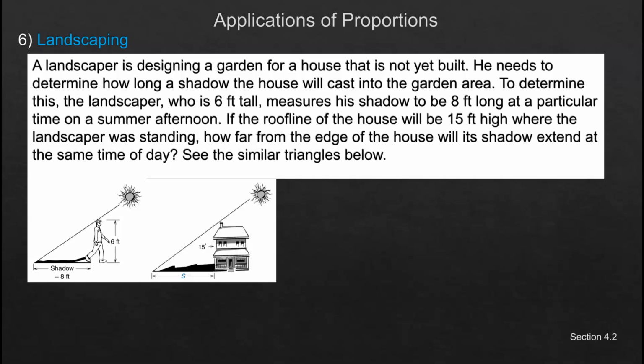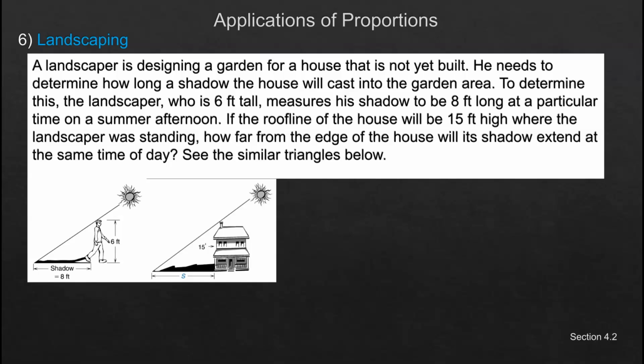A landscaper is designing a garden for a house that is not yet built. He needs to determine how long a shadow the house will cast in the garden area. To determine this, the landscaper, who is 6 feet tall, measures his shadow to be 8 feet long at a particular time on a summer afternoon. If the roof line of the house will be 15 feet high where the landscaper was standing, how far from the edge of the house will its shadow extend at the same time of day? See the similar triangles below.